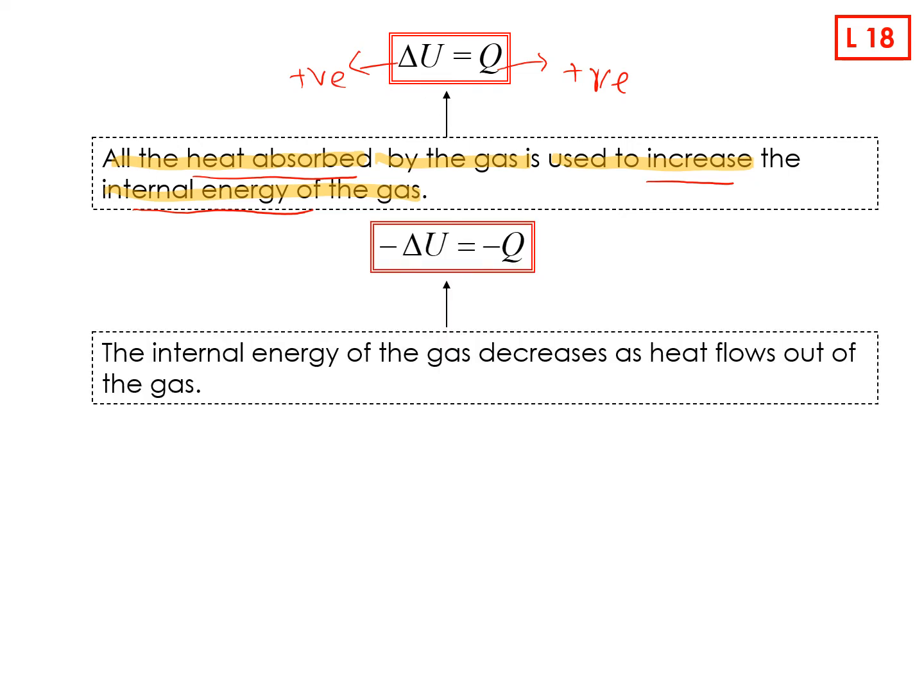What if the values of ΔU and Q are negative? What does it mean? If the values are negative, the internal energy of the gas decreases as heat flows out of the gas. So you can notice here, negative ΔU means the internal energy of the gas decreases, and negative Q means that the heat flows out of the gas.